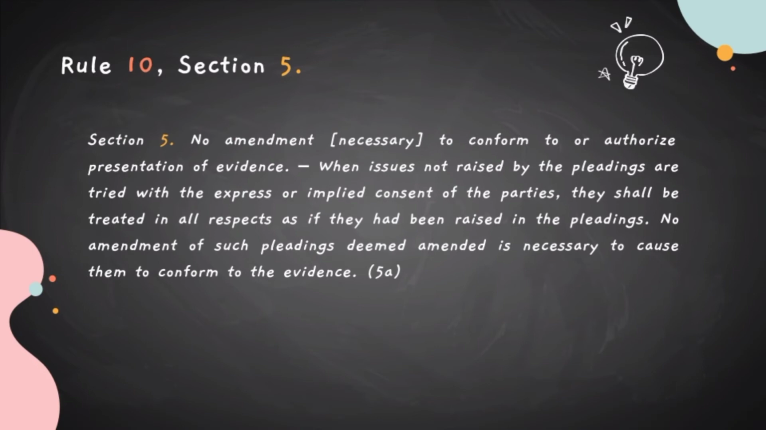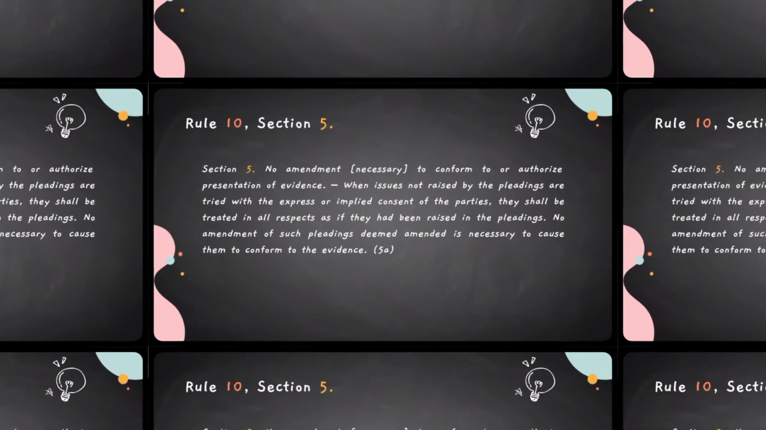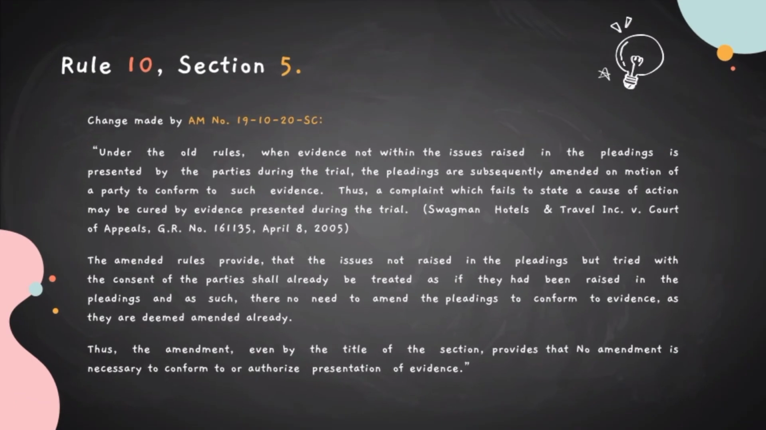Rule 10, Section 5. No amendment necessary to conform to or authorize presentation of evidence. When issues not raised by the pleadings are tried with the express or implied consent of the parties, they shall be treated in all respects as if they had been raised in the pleadings. No amendment of such pleadings deemed amended is necessary to cause them to conform to the evidence. Change made by A.M. No. 19-10-20-SC.